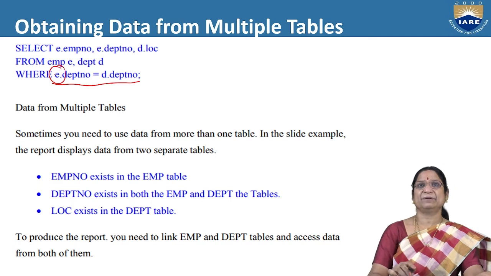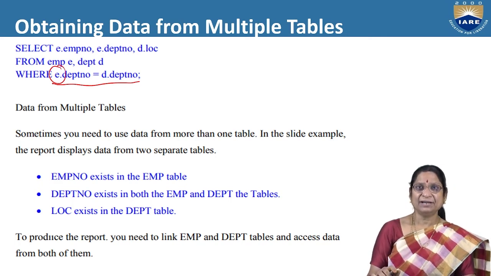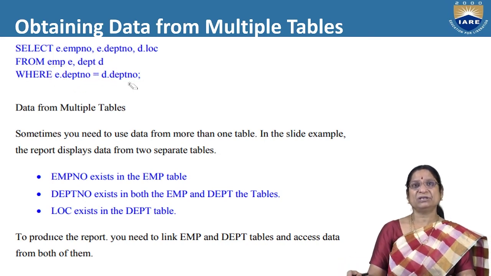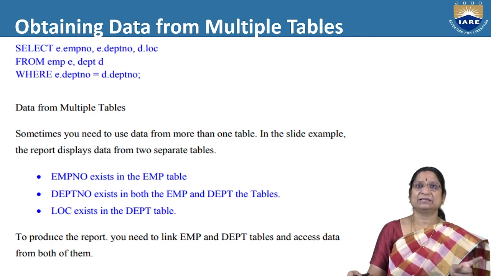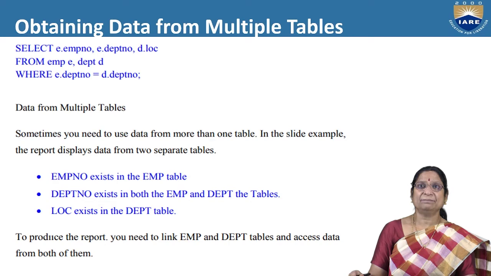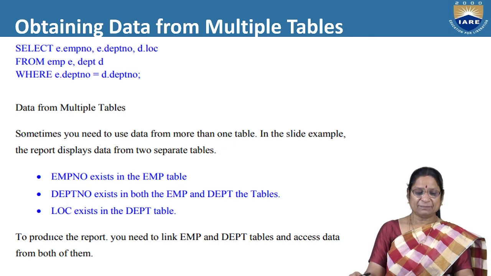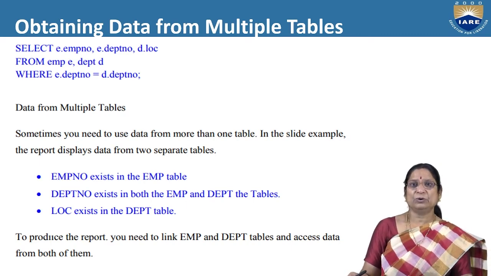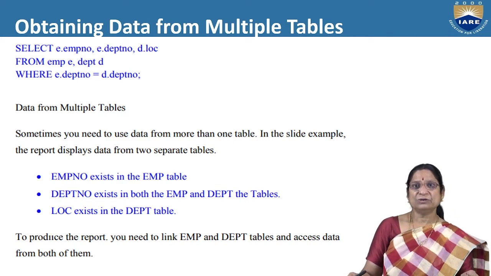This E dot DEPT number means from the employee table, and D dot DEPT number from the department table, we are going to compare. If the respective department numbers are equal, then the two rows are going to be connected. From that connected row, the retrieved attributes are employee number, department number, and department location. So the data comes from more than one table: EMP number exists in the EMP table, DEPT number exists in the department table, and location exists in the department table. So to produce a report, we have to use these two tables.